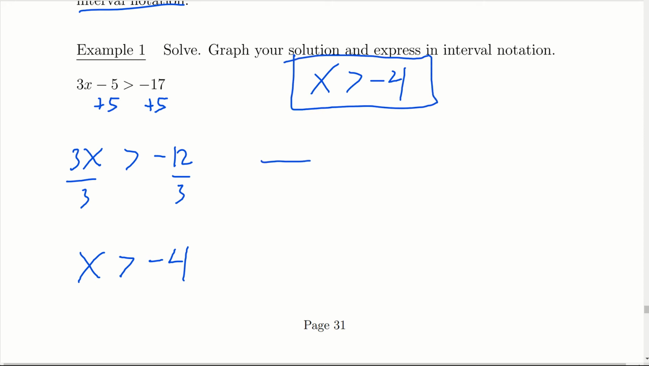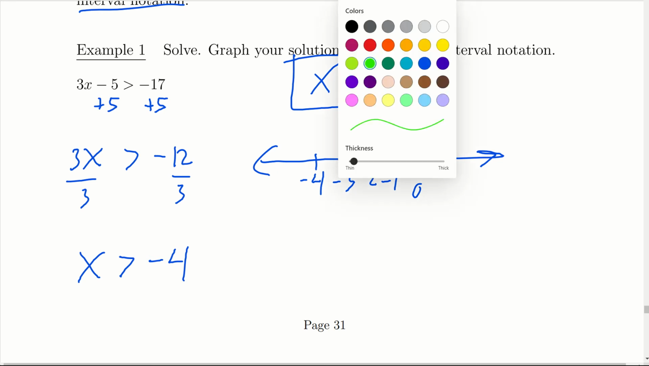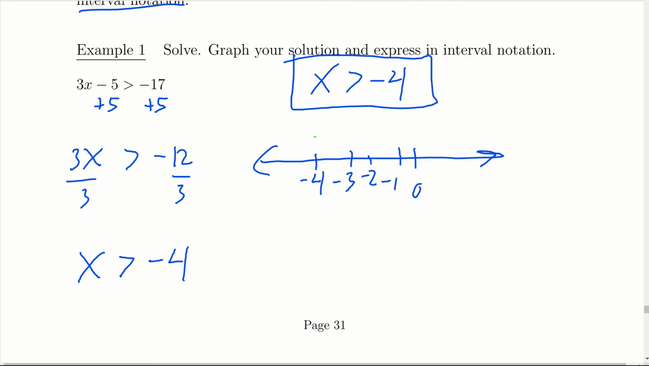We can also now graph this. Let's show what the graph would look like on a number line. Here's 0, negative 1, negative 2. This should be equally spaced. Negative 3, negative 4 is over here. Because it's greater than, that means go to the right. So I'm going to shade the portion of this that is greater than negative 4. So that's going to be everything to the right.